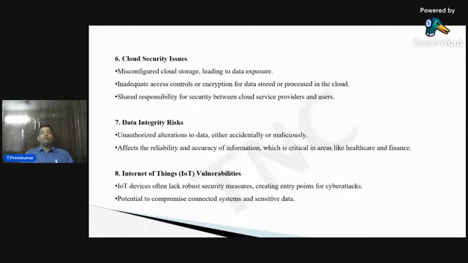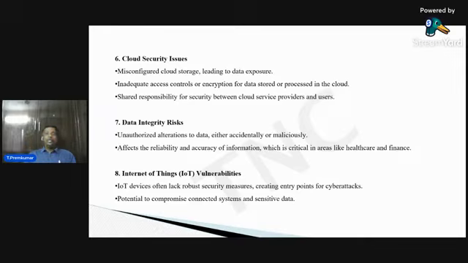In the case of cloud security issues, misconfigured cloud storage leads to data exposure, and there are inadequate access controls or encryption for the data stored or processed in the cloud. Then there is the shared responsibility for security between the cloud service providers and the users.